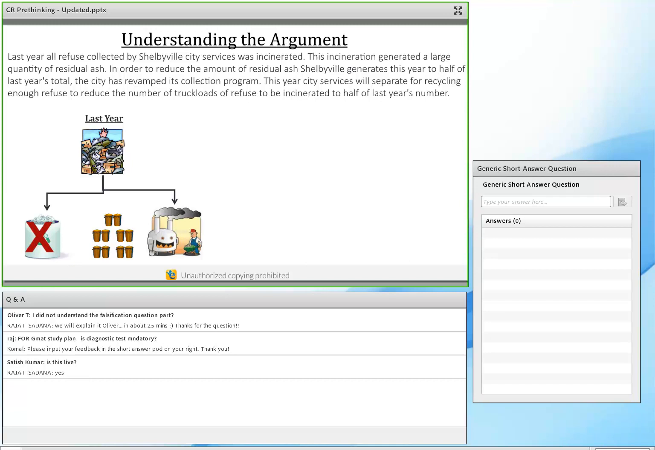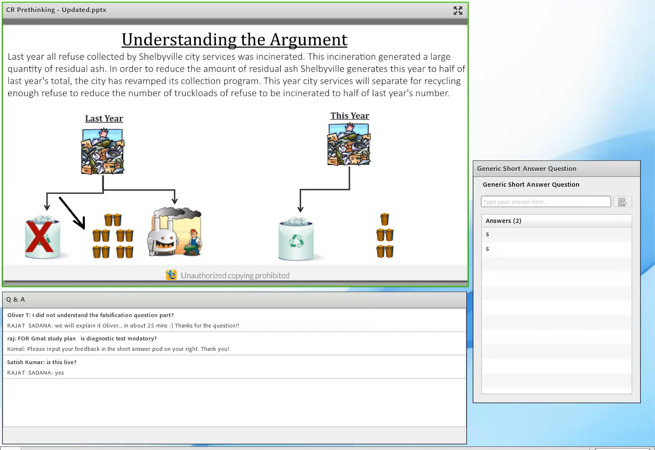This year, we don't want that. We want to reduce the amount of residual ash to half of what it was last year. So I'm going to recycle a bunch. And if last year I sent 10 trucks for incineration, and let's assume a trash can is a truck, then how many trucks am I going to send this year for incineration? How many trucks am I going to send this year? 5 trucks, right? For incineration over here.